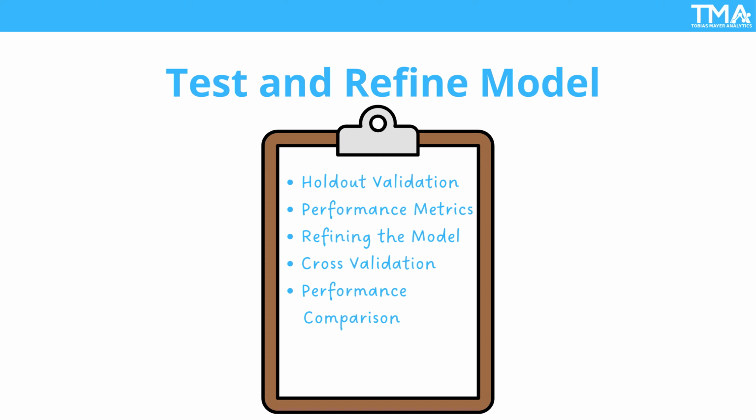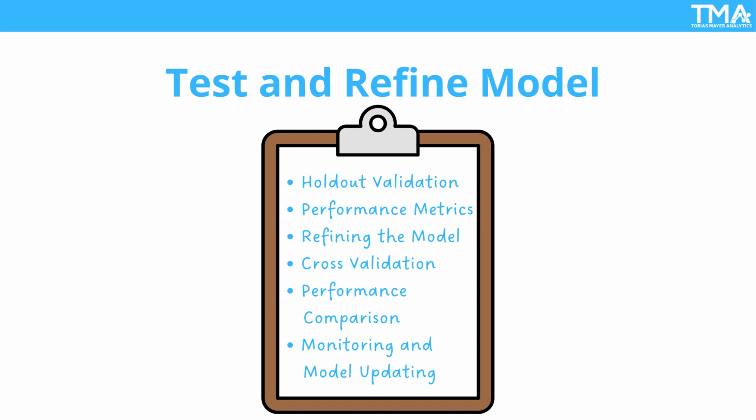Performance comparison. Compare the refined models using performance metrics on the testing set. Select the model with the highest performance and generalization capability as your final churn risk model. Monitoring and model updating. Deploy the final model and continuously monitor its performance on real-world data. Track the model's accuracy. Assess its predictive power and make updates as new data becomes available or business conditions change. Regularly reevaluate and refine the model to ensure it remains effective over time.